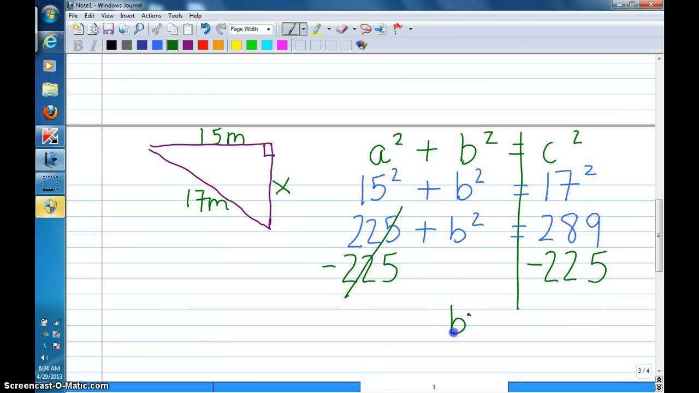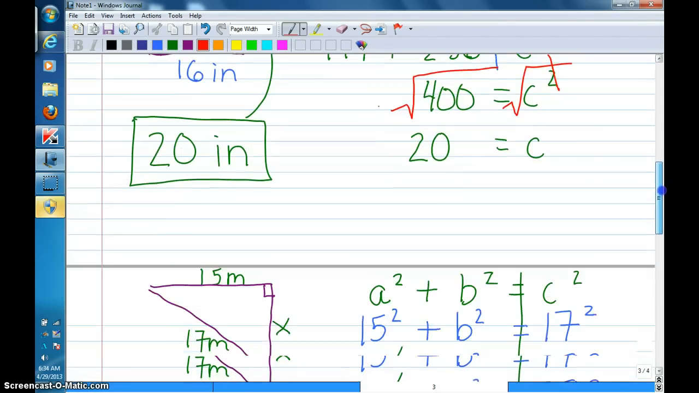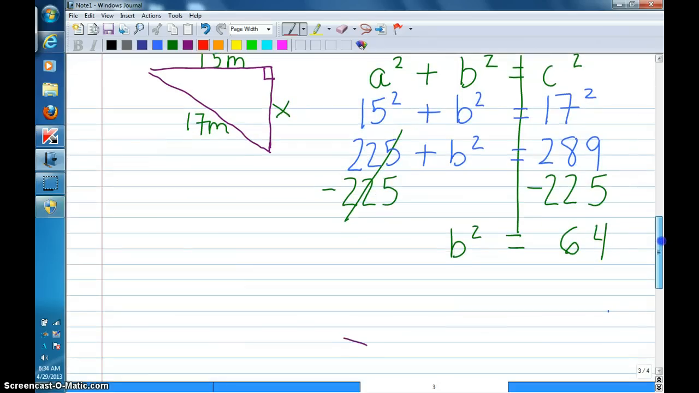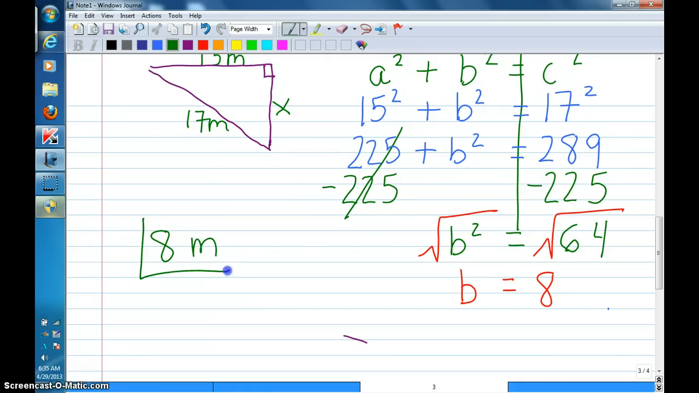Okay, and see what we're left with. I got 64 for that. Okay, now we've got the b squared, so kind of like before, to get rid of the square, we take the square root. So we're going to do the same thing here. To get rid of the square, we take the square root. So we know b equals, and you probably recognize that one as a perfect square, 8. So our final answer is 8 meters.